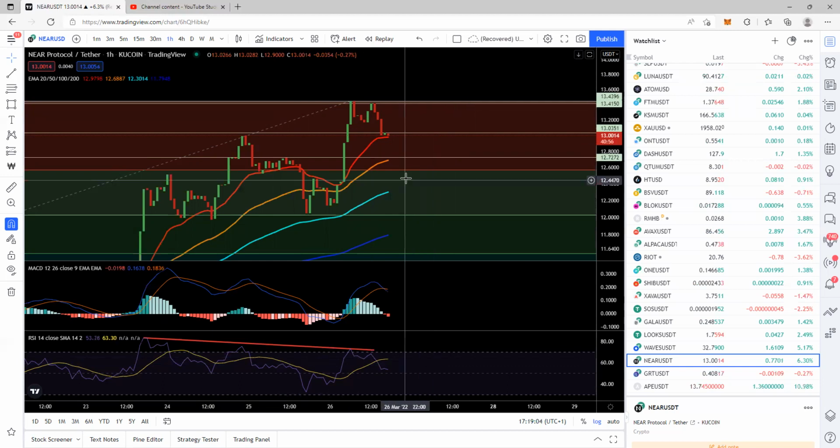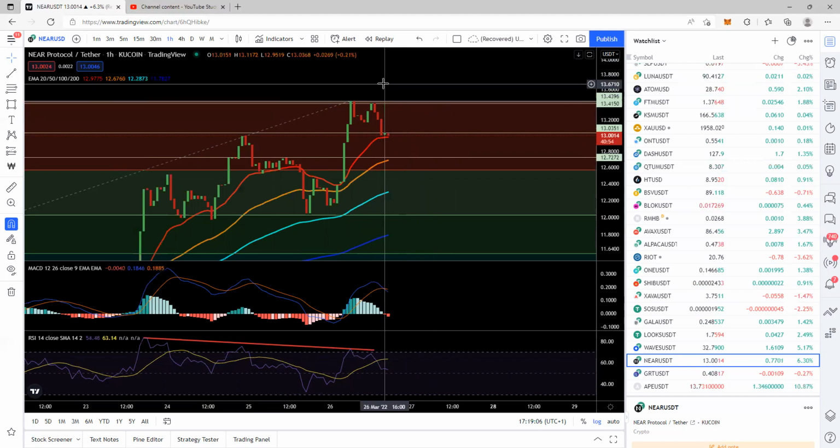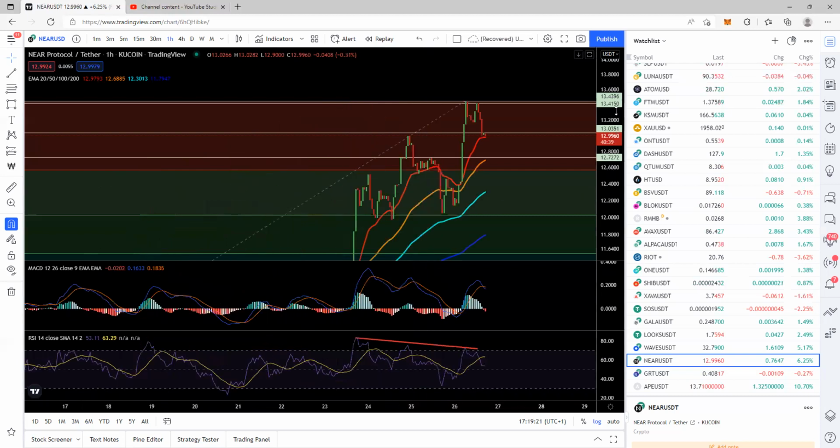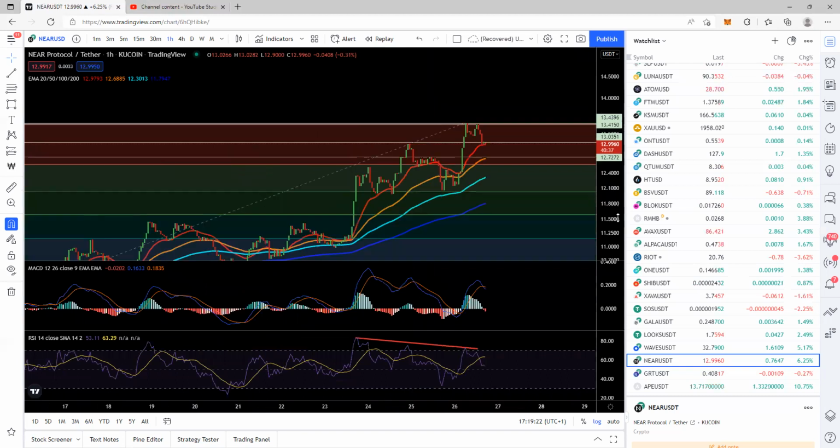And hopefully we will be in profit. But I'm not going to take too much of a loss if it closes back above $13.04. So I'm not tripping. I'm just going to go ahead and hold this and see exactly where it will take me.